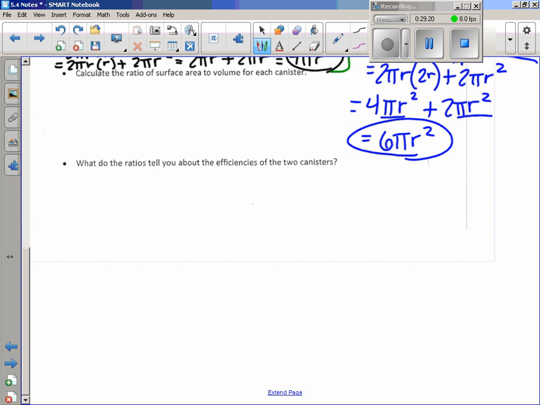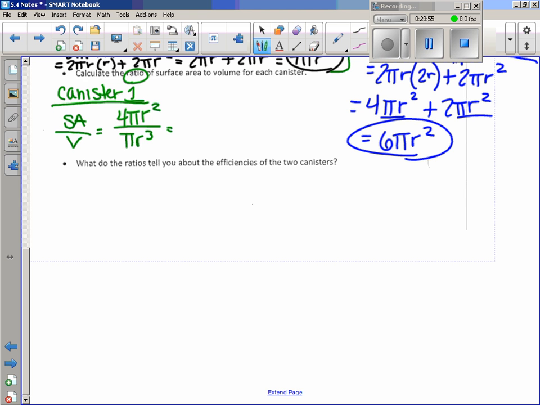Back up here. And everybody with me. Calculate the ratio, Nick. Calculate the ratio of surface area to volume for each canister. So let's start with canister number 1, or style 1. We want ratio, which means what? Division or fraction of surface area to volume. What was my surface area for canister 1? 4 pi r squared. What was the volume? Pi r cubed.